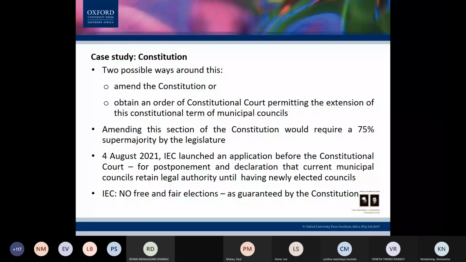The truth is, upon the expiration of the current municipal terms as conferred by the Constitution, all the municipal councils' authority won't be legal but illegal. Why? Because their term would have ended, and continuing would be against the basic tenets of the Constitution. The IEC said it will amount to no free and fair elections as guaranteed by the Constitution.